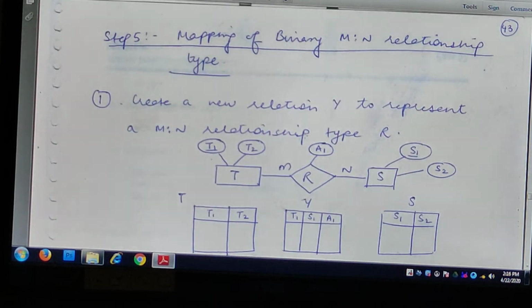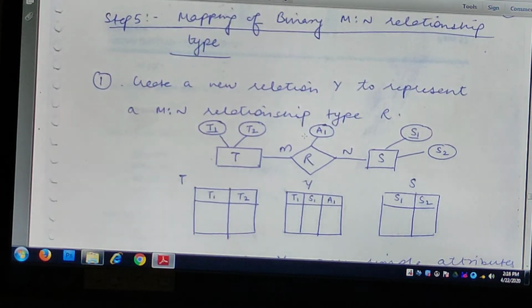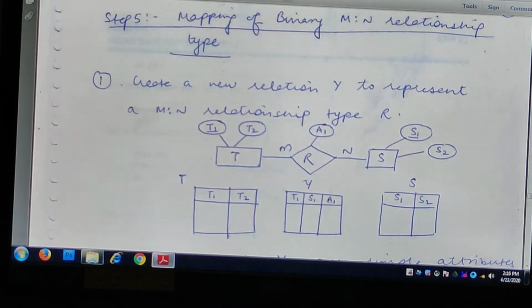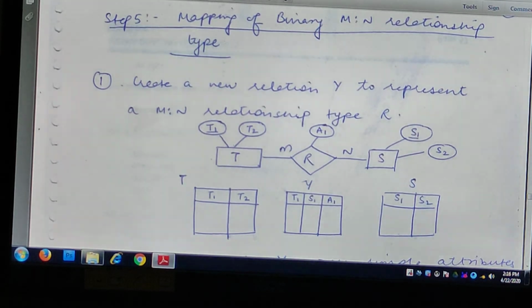Now what about the mapping of the M2N relationships? M2N means many to many, right? In case of a many to many relationship, we need to create a separate relation for the relationship type. We need to create a separate table for the relationship type. So in this case, we will be having a separate relation for R, the relationship type. T is having its own table, S is having its own table. We will create a table for R, and the primary key of R will be the combination of the primary key of T and S.